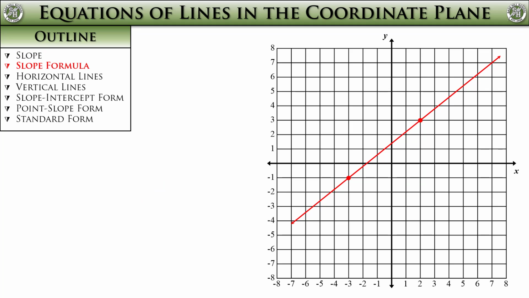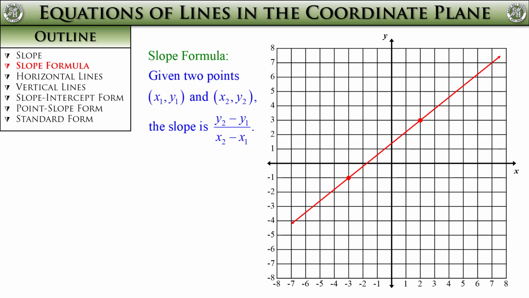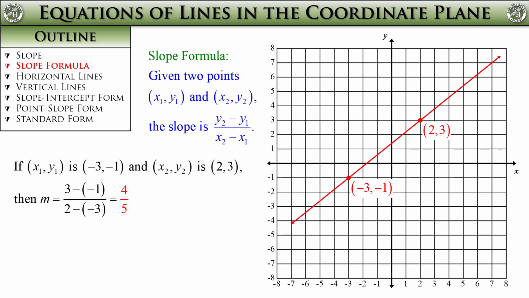Now we get to the slope formula, which hopefully is familiar to you. Given 2 points, the slope is y2 minus y1 over x2 minus x1. You get to decide which of the points you want to be x1, y1, and which one you want to be x2, y2. If I decide to make the bottom left one x1, y1, and the top right one x2, y2, then my slope becomes 3 minus negative 1 over 2 minus negative 3, which ends up being the 4/5 that we calculated by hand before.